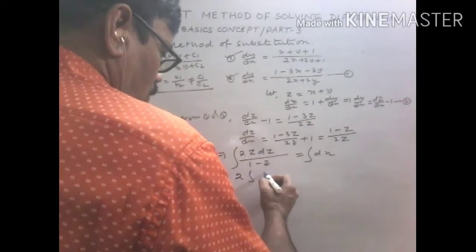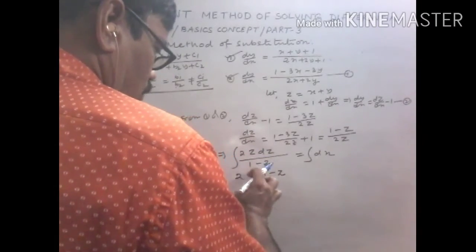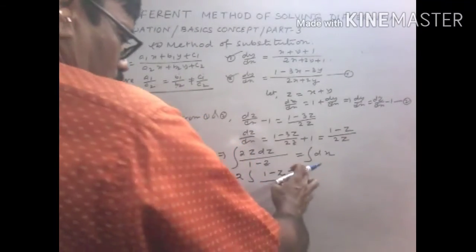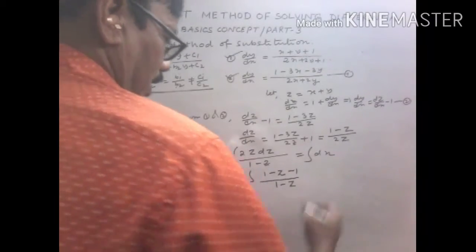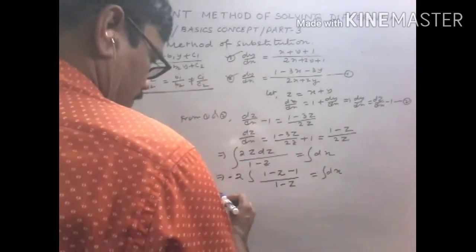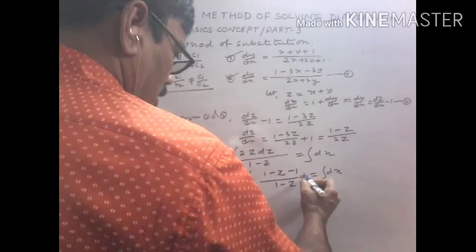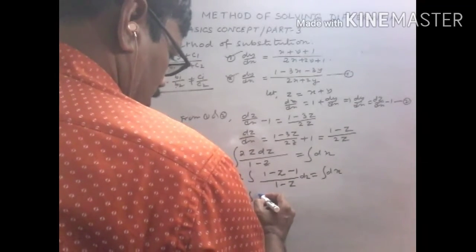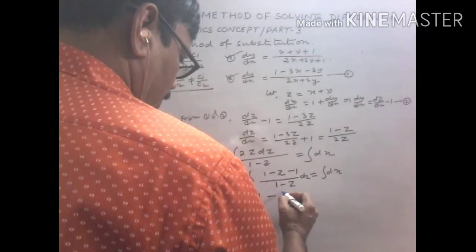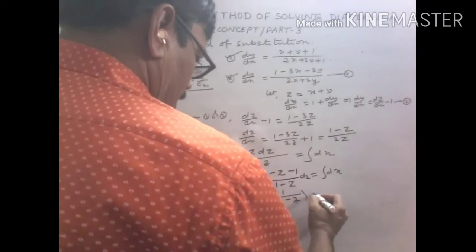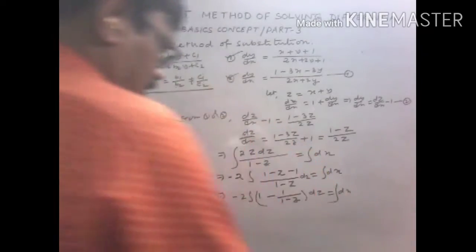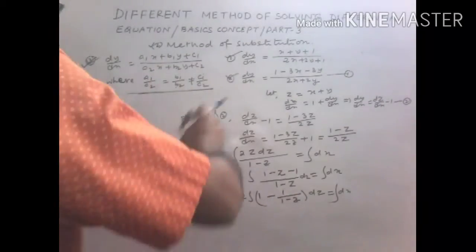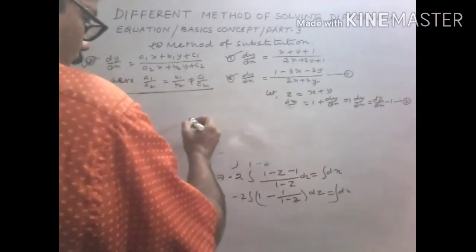So 2 outside, we can write it as 1 minus z in terms of (1 minus z minus 1) by (1 minus z). So 1 and 1 cancel, so make it balance by minus. So minus 2 dz by (1 minus z) cancels. So (1 minus 1/(1 minus z)) dz equals dx. So now it is simple integration.